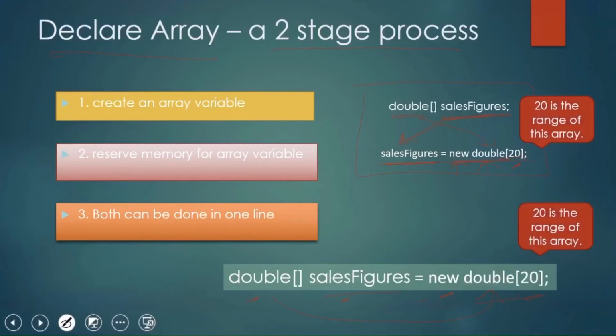Okay, so I'm showing that 20 is the range of this array because you put 20 in the bracket. That means 20 is the range. It means it has 20 elements inside that array. The index of those elements will be from 0 to 19. So for 20 values, the first value's index will be 0, and the last value's index will be 19.